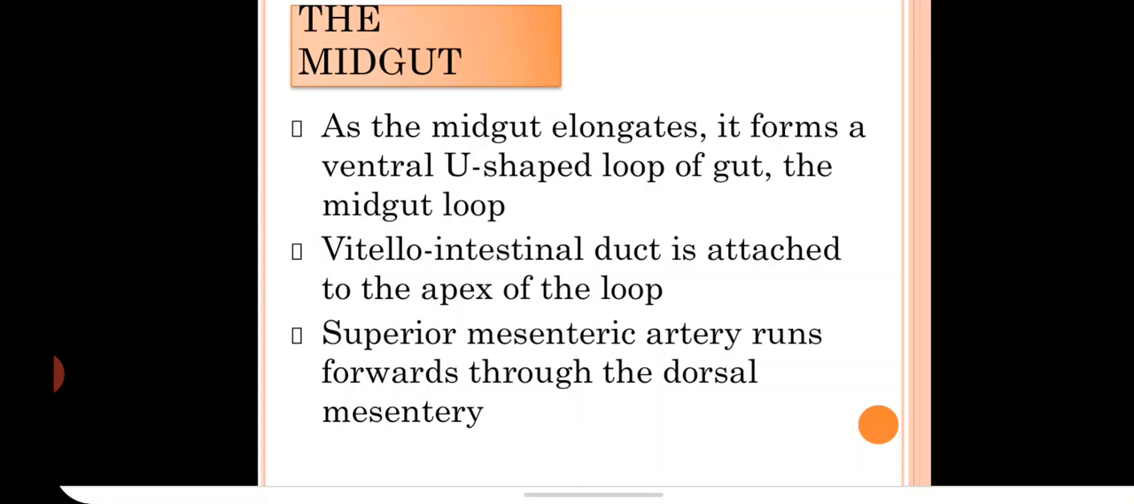So what is this rotation of the midgut? The interesting topic. First it is a straight tube, as we just told. Now it is elongating into the ventral U-shaped form of the gut, so it is called the midgut loop. So the straight tube has now become U-shaped, and at the apex of the U-shape, the vitellointestinal duct is attached, and the superior mesenteric artery runs in this loop through the dorsal mesentery.